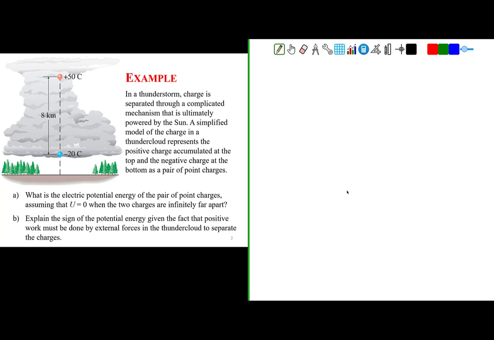Explain the sign of the potential energy, given the fact that positive work must be done by external forces in the thundercloud to separate the charges.